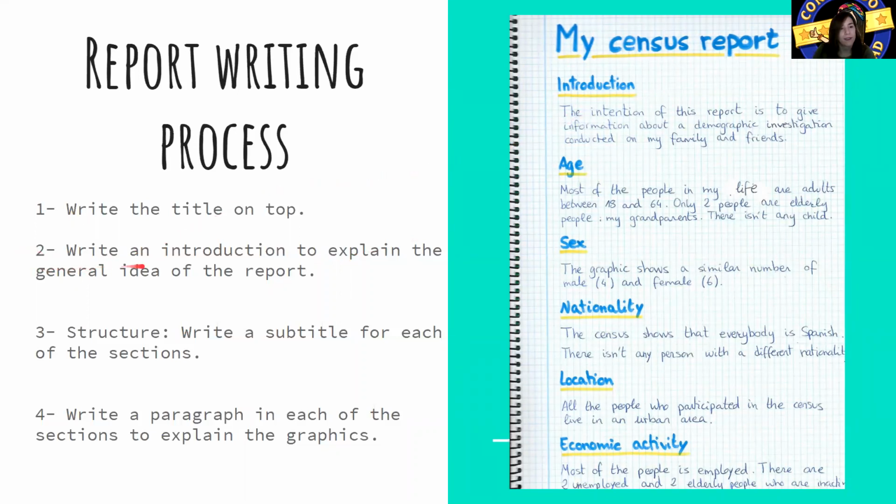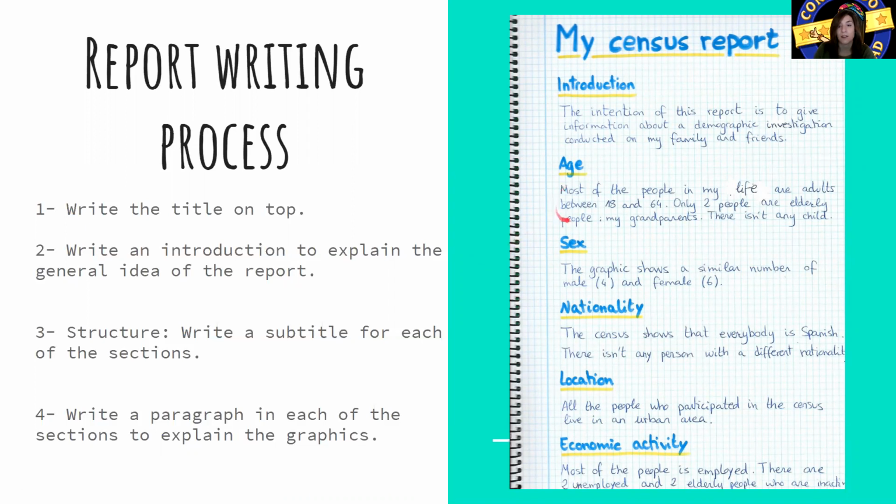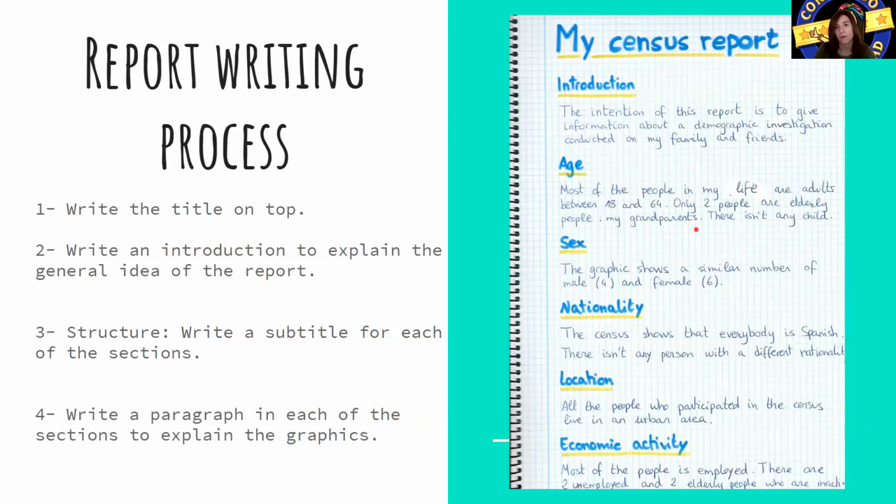Second step, write an introduction to explain the general idea of the report. Third step, structure. Write a subtitle for each of the sections. So here you can see that the report has different sections that correspond to the information that we investigated in the census: age, sex, nationality, location, and economic activity. And the fourth step is to write a paragraph in each of the sections to explain the graphics. So let's have a look and read what I wrote in each of the sections.